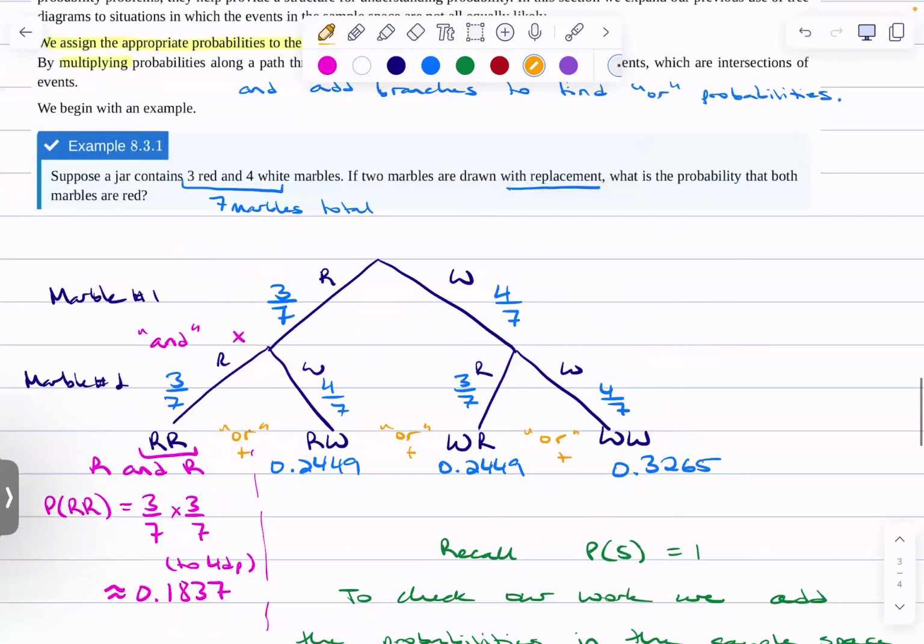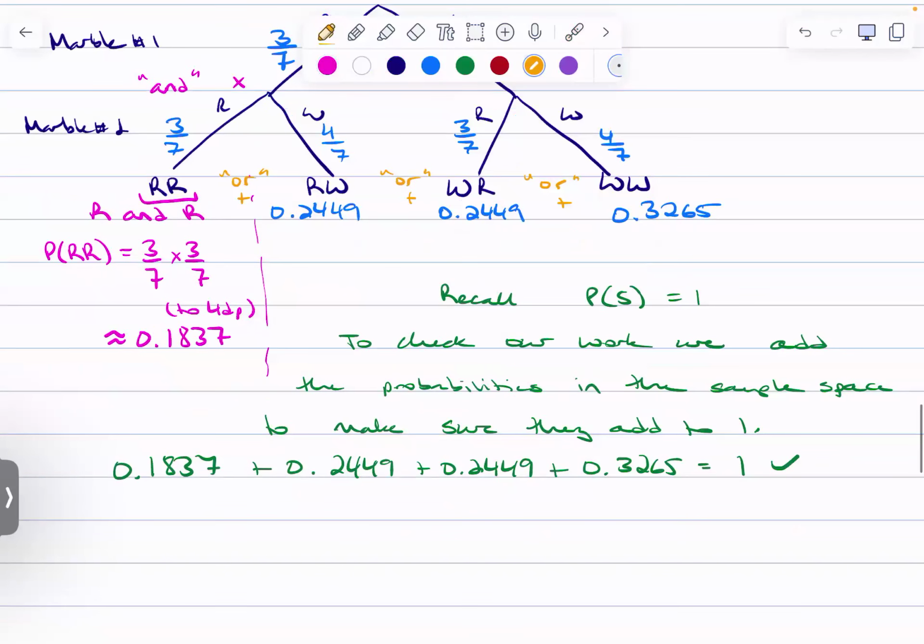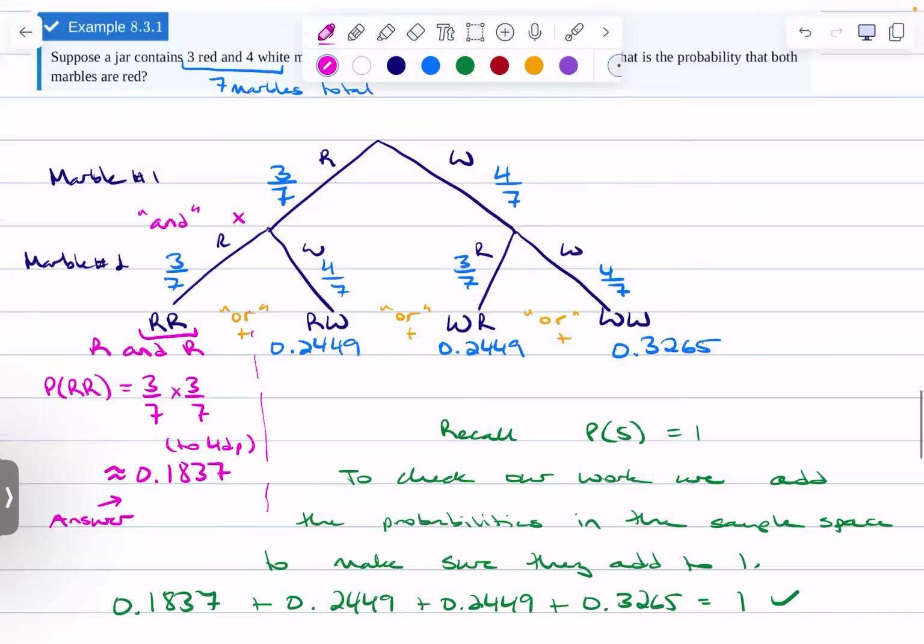Now, I think for here, we wanted to know what's the probability that both marbles are red. Well, that's the answer here. The probability that they're both red is 0.1837. And then I took it further to introduce the sample space as well. So I'll say here, this is the answer. And then talk some more about some stuff. A lot of stuff. Nice.